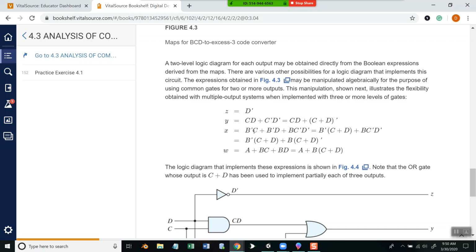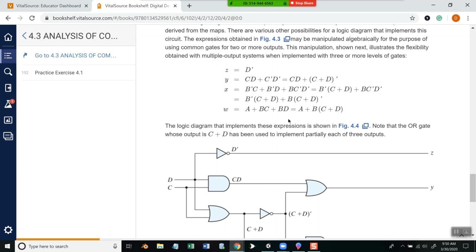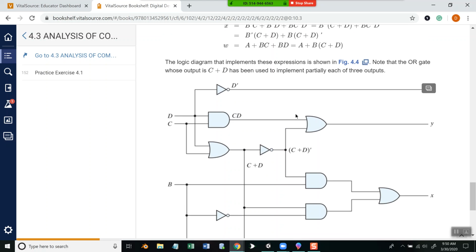Here they started out with 3 inverters, and B, C, D, and so 6 inputs, and by doing a little bit of simplification, they took it down to 4. They still had to have B prime and B, but they took it down to 4 instead. So it gets rid of an inverter. This is just a logic diagram demonstrating it.